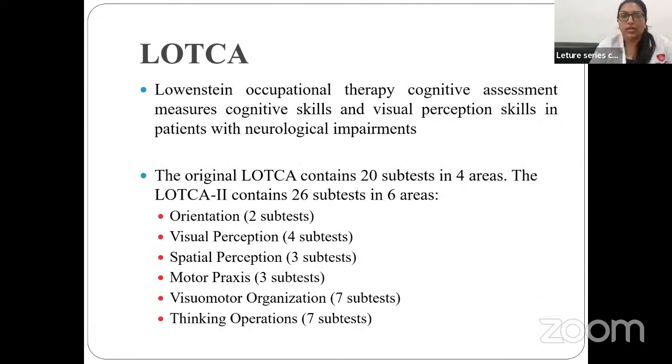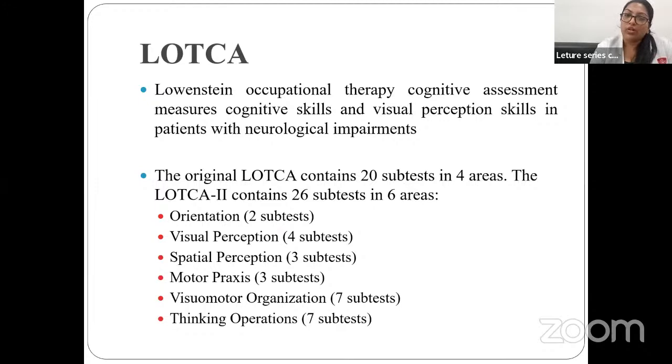The first is LOTCA, that is Lowenstein Occupational Therapy Cognitive Assessment. All these scales are paid scales, so these are not available to be shown in the slides. The Lowenstein Occupational Therapy Cognitive Assessment measures the cognitive skills and visual perception skills in patients with neurological impairments.